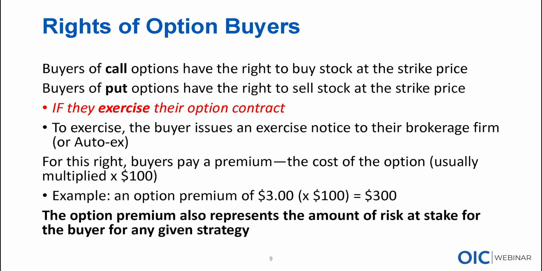The process by which that happens automatically, if it finishes in the money, is called auto exercise, where the buyer doesn't need to do anything. Your broker will automatically exercise that contract for you.